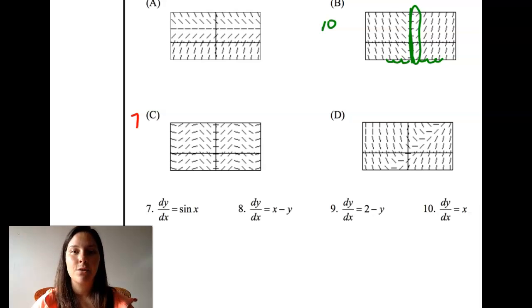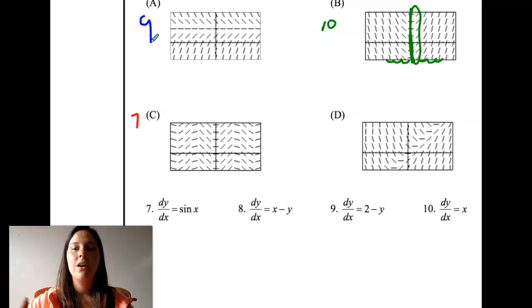Probably the next easiest one to look at is number 9 because it just involves the y value. So now we've got this narrowed down to A and D, and take a second to see if you can figure out which slope field matches with 2 minus the y value. And hopefully you came up with A for a very similar reason that number 10 was B.